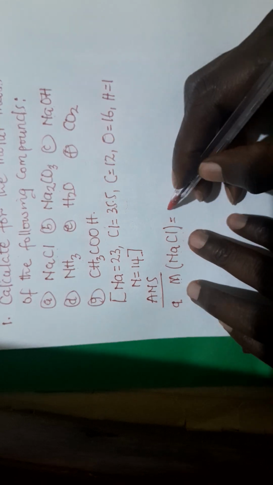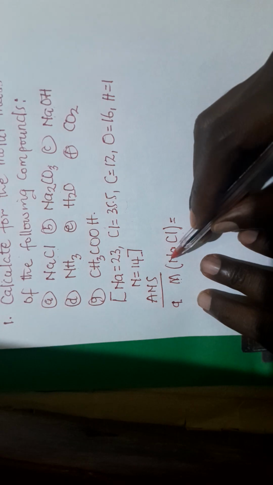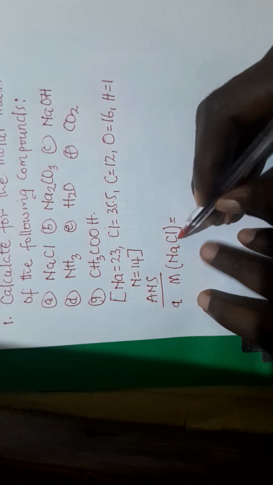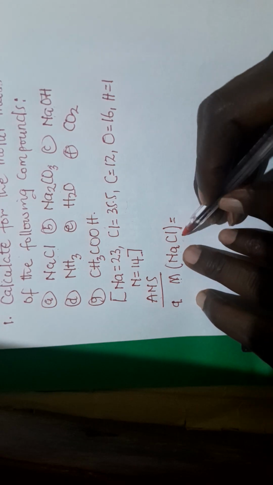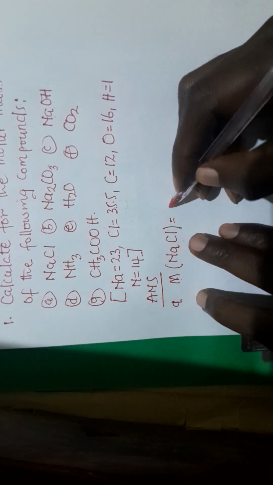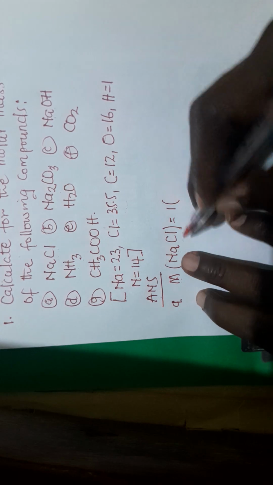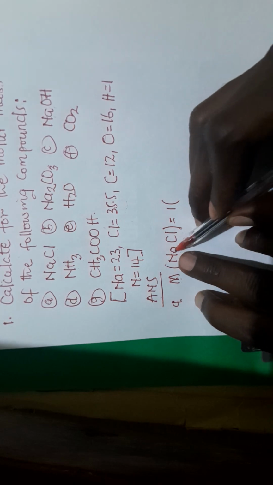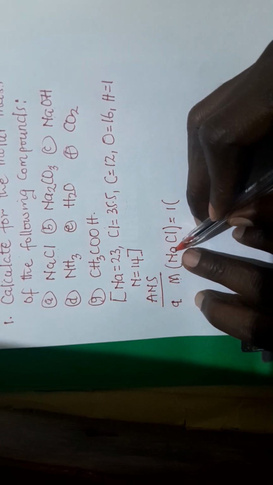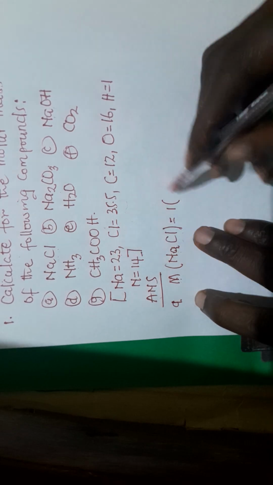You begin by writing the atomicity of the elements here. You have sodium and chlorine present in this compound. What is sodium's atomicity? That's how you begin. The atomicity of sodium is just 1. Then you simply multiply by the relative atomic mass of sodium, which is given. You'll be given that: 23.